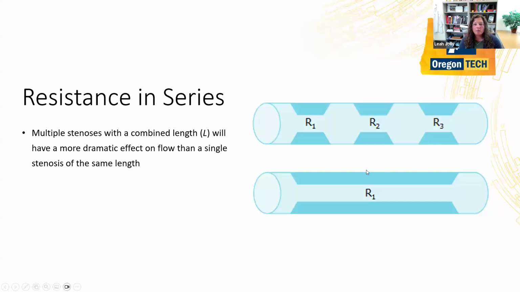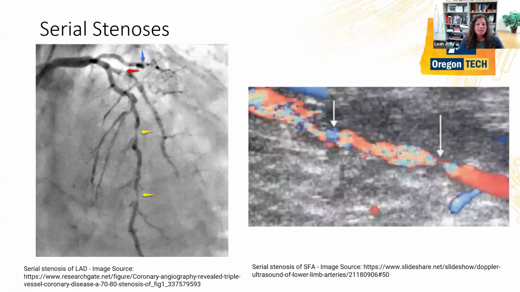And when we have a patient with this diffuse type of disease and multiple narrowings, it actually has a more dramatic effect on flow than if that same patient had a single stenosis of the same length. So this patient with the multiple narrowings probably has worse symptoms than this patient that just has one long segment stenosis. Here's just a couple examples of what that might look like.